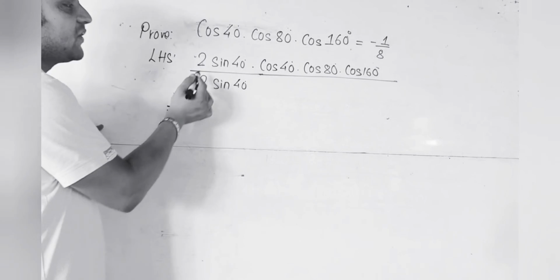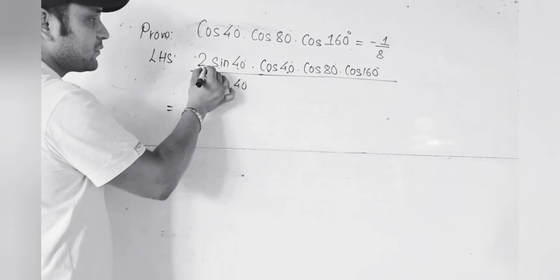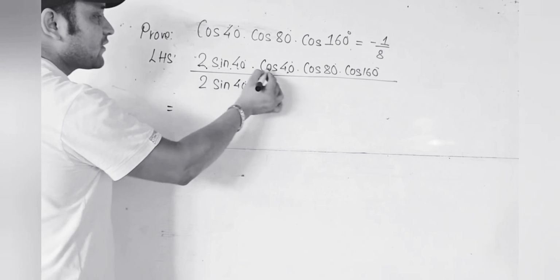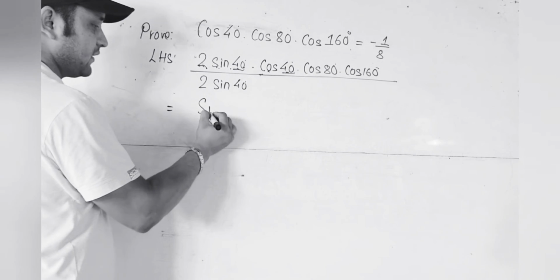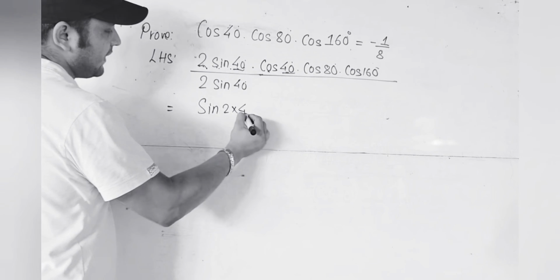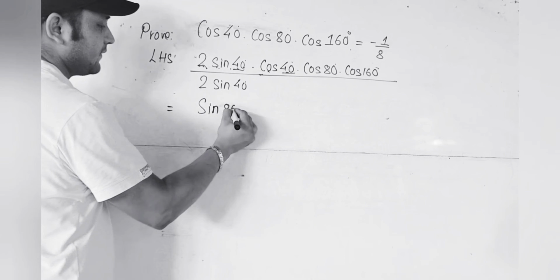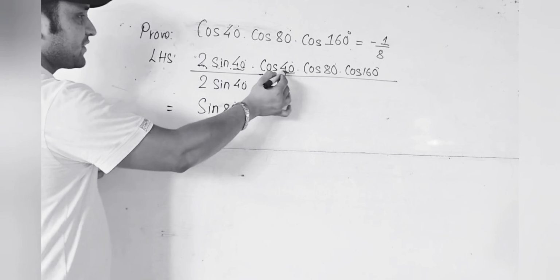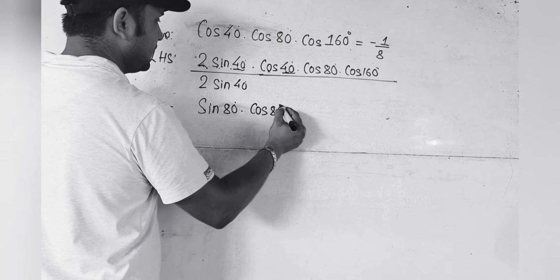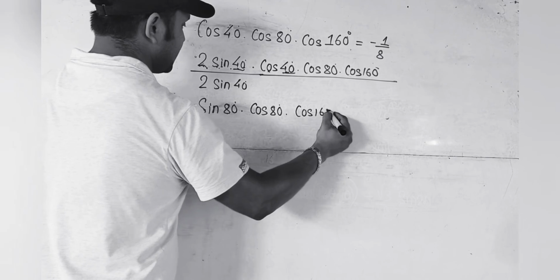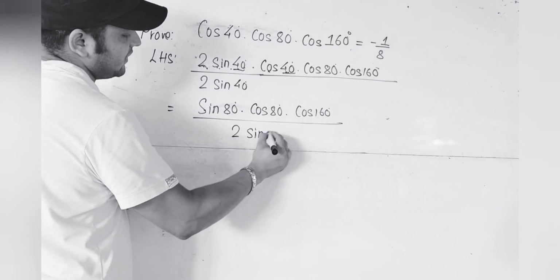Now you can compare this to the formula 2 sine a cos a. 2 sine a cos a is sine 2a. So we can write it directly as sine 80 degree dot cos 80 dot cos 160 divided by, we have here in the denominator 2 sine 40.